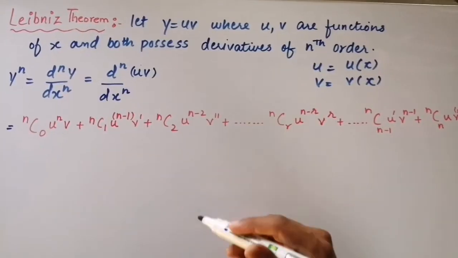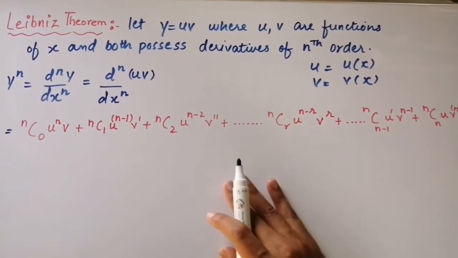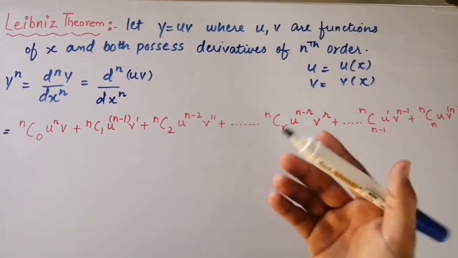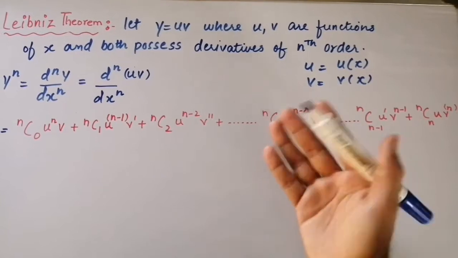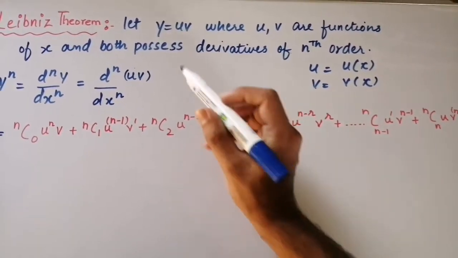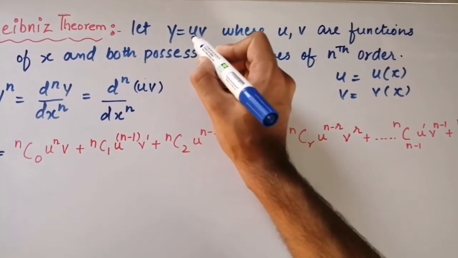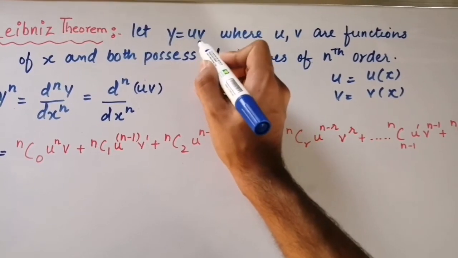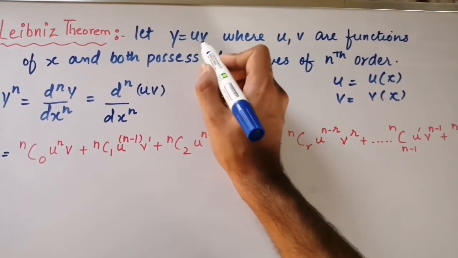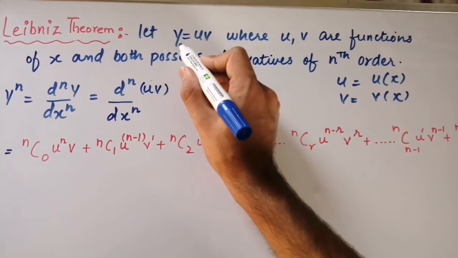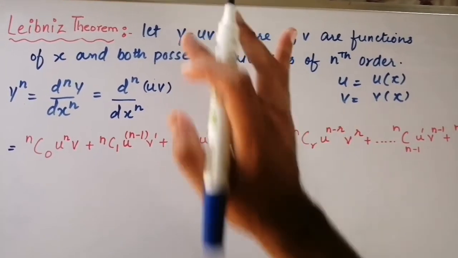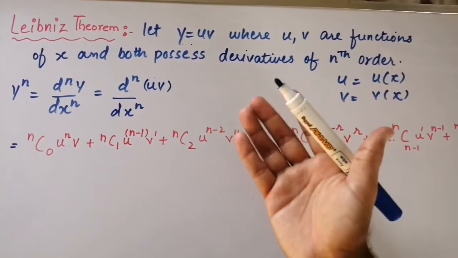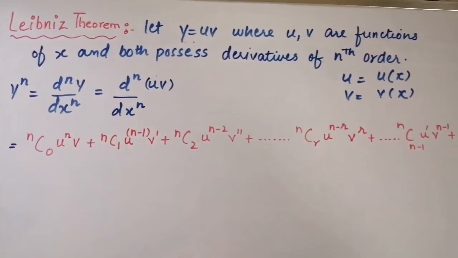So what is a Leibniz theorem? Leibniz theorem basically helps us to find the nth order derivatives of a function that is equal to the product of two functions. For example, if we have a function y, let's say it is equal to uv, it means there are two functions u and v and both are in the product form. So if we have a function like this, y equal to uv, and we have to find the nth derivative of that particular function, we are going to use Leibniz theorem to find it.